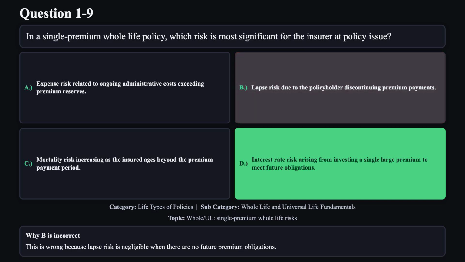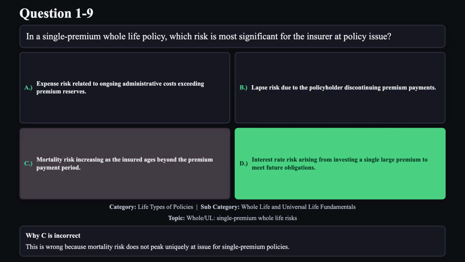Reason B is not correct. This is wrong because lapse risk is negligible when there are no future premium obligations. Reason C is not correct. This is wrong because mortality risk does not peak uniquely at issue for single premium policies.